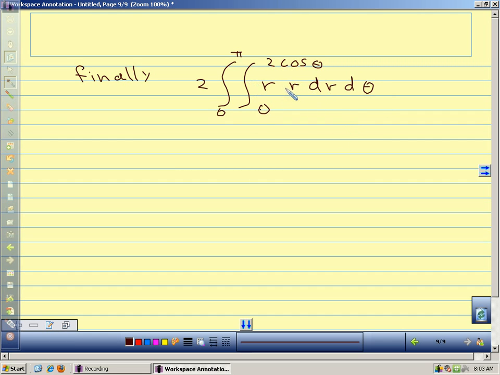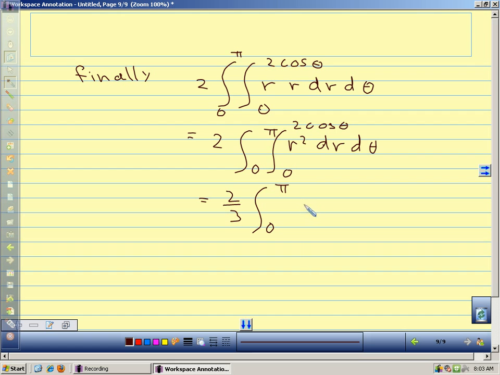And when we integrate this with respect to r, we're going to evaluate r squared, so we end up with, we're almost done, the integral from 0 to pi of r squared dr d theta. Whoops, I forgot my other integral: 0 to 2 cosine theta. So this gives me 2/3 the integral from 0 to pi of (2 cosine theta) cubed d theta.